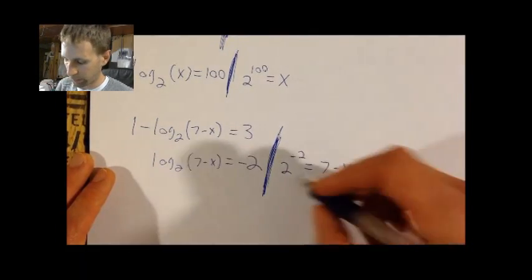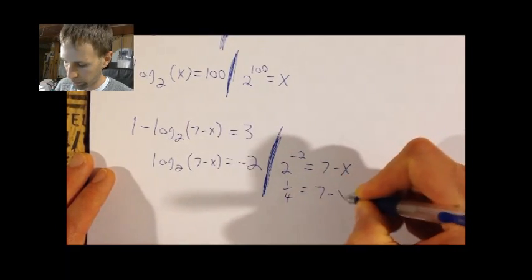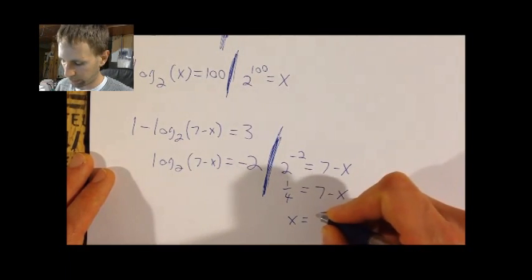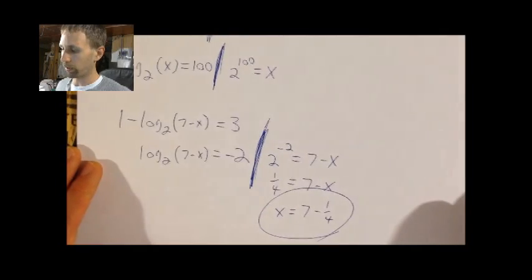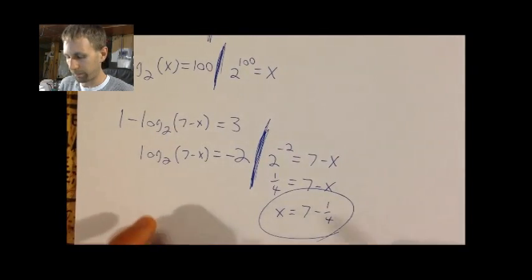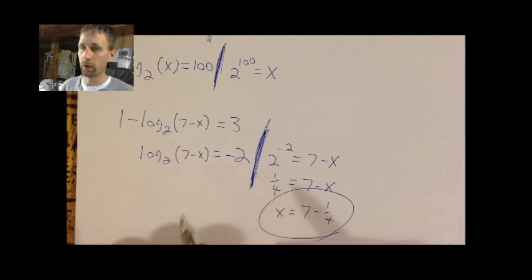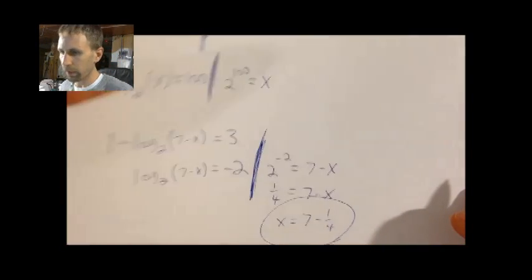And then, so that's 1/4 equals 7 minus x. And then you would do algebra and just get x equals 7 minus 1/4. Like that, and just work it out that way. But that's how to undo it whenever you come across a logarithm. One way to do it is just rewrite it in exponential form.